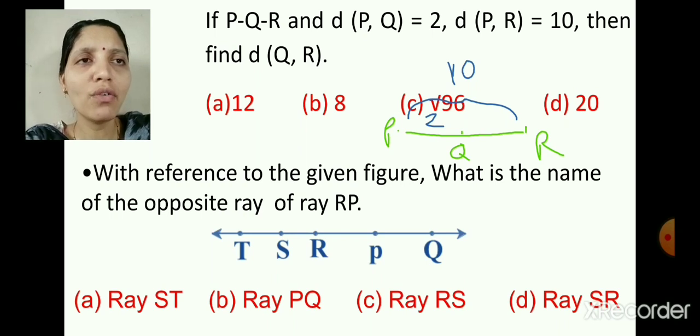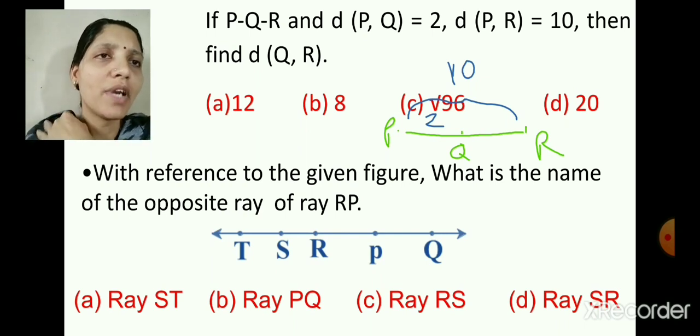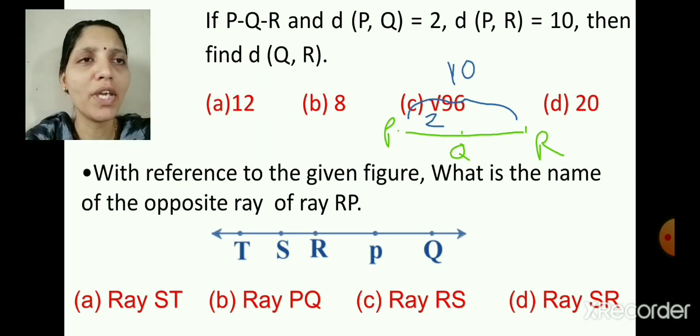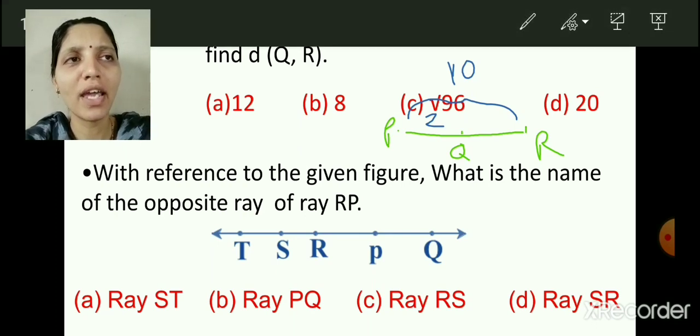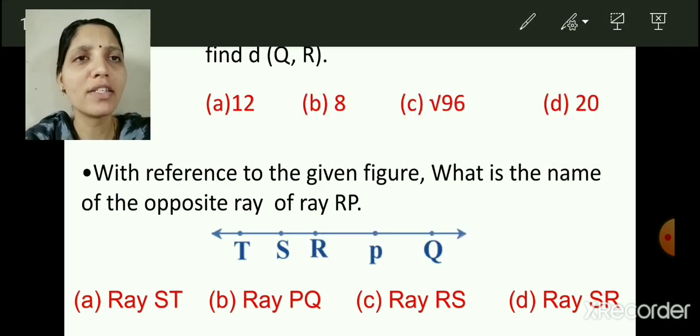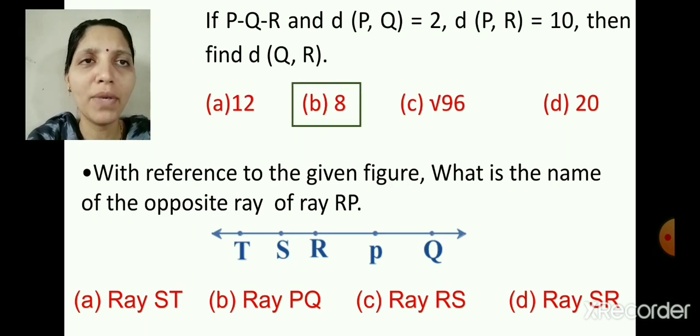So what you will do here, you have to find the distance QR. So what you can do here, you can subtract the distance PQ from PR. So you will get distance QR. So let's do it. 10 minus 2 is 8. So your answer is option B, 8. Is that clear to all of you?